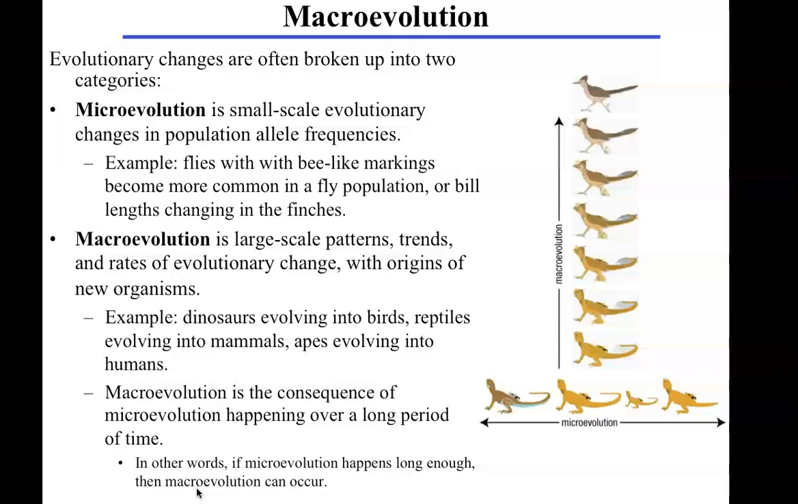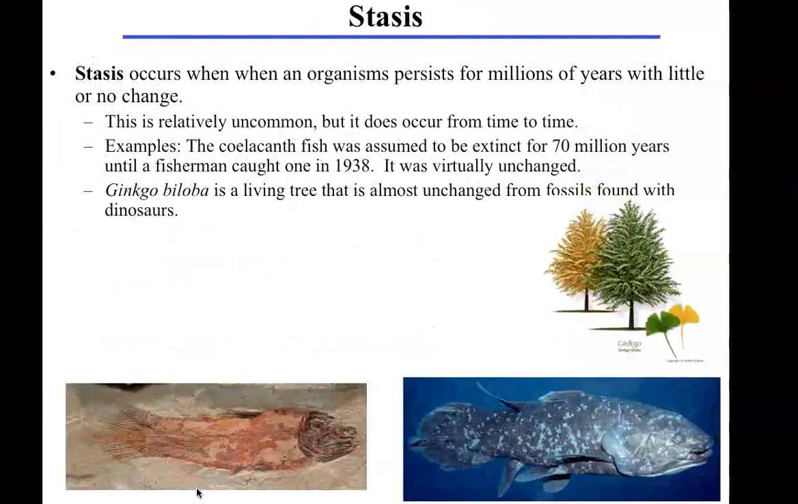Basically macroevolution is microevolution just played out over a long time frame. So microevolution might be a generation or a few millennia, but with macroevolution we're usually talking millions of years. So anyway, just keep those in mind. We'll come back to these a little bit later when we talk about different views on evolution.